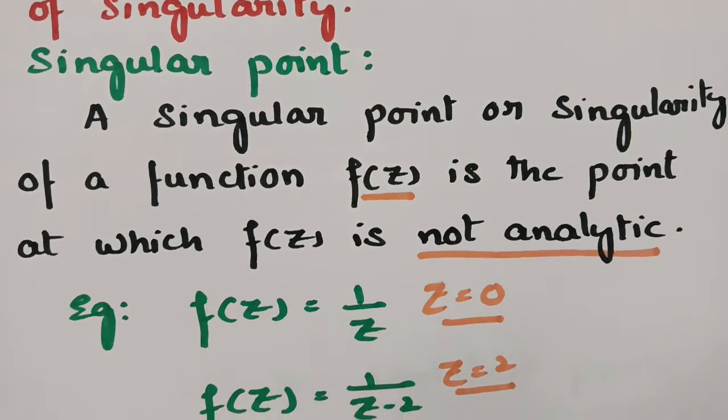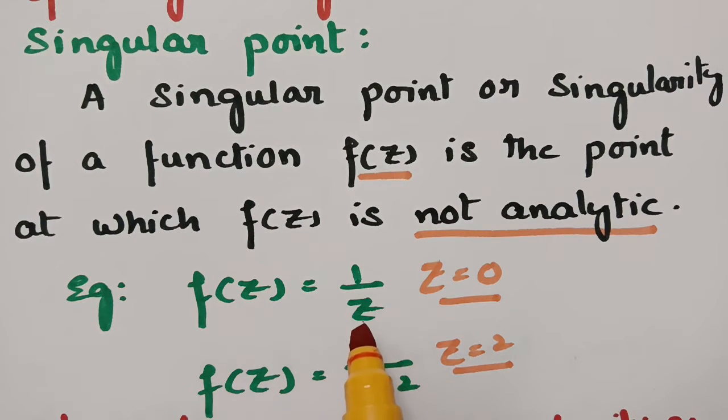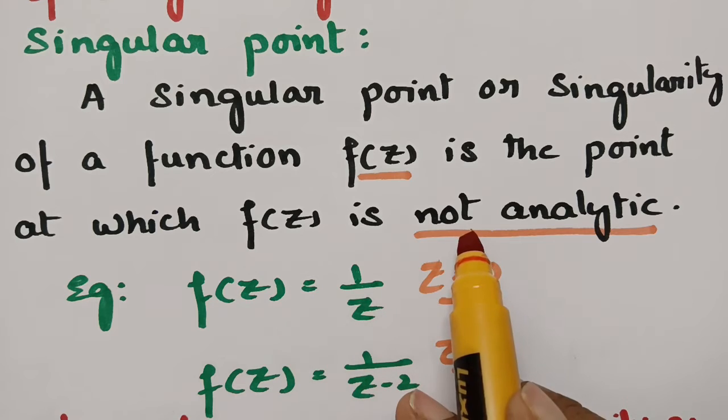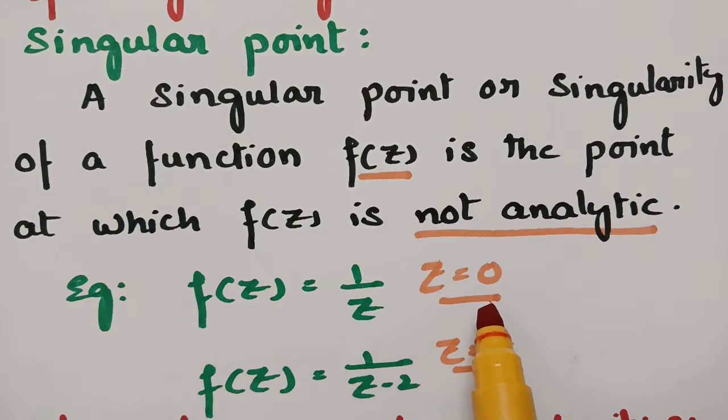Here, for example, f of z is equal to 1 by z. If you put z equal to 0, then 1 by 0 is infinity, so f of z is an undefined function. So it is not analytic at this particular point, z equal to 0, and z equal to 0 is called the singular point for the function f of z.